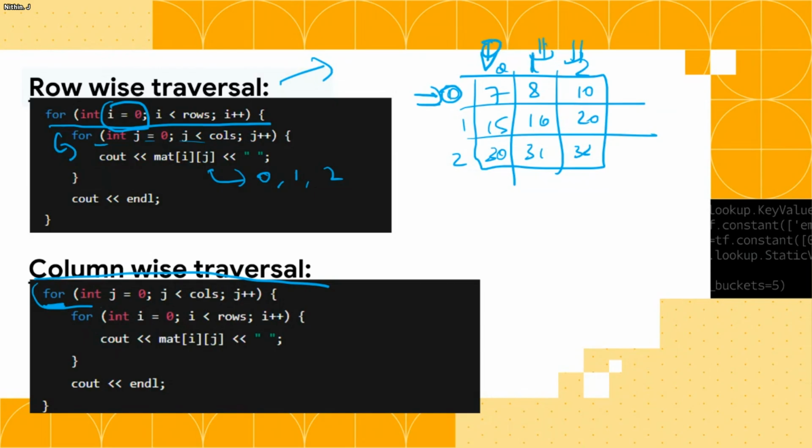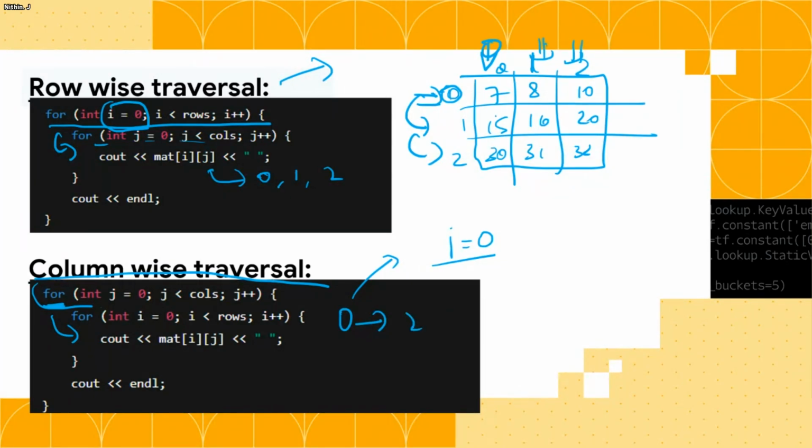Then I'll be at the first column, then I'll be at the second column. And this inner for loop basically traverses through the rows like this. So basically, if we take a dry run, initially my j is equal to 0. That basically means I'm at the 0th column, and I have this inner for loop that basically accesses the row from 0 to 2.